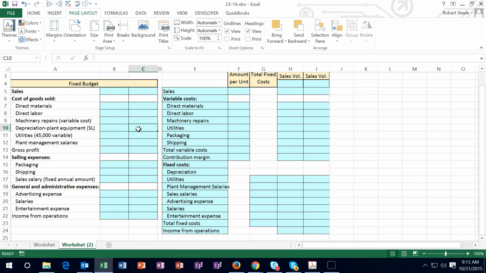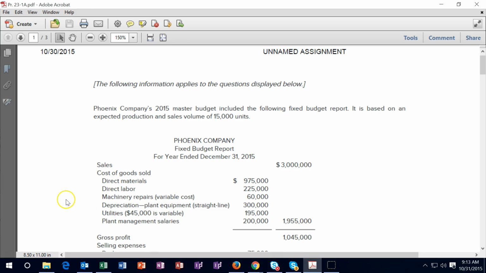I do suggest putting the numbers into the Excel sheet because it can help you with the calculations. It's just good to know Excel, and if you need to work a problem a second time, it will be easier to do so with an Excel sheet. Going back to the problem here, let's see what we have.